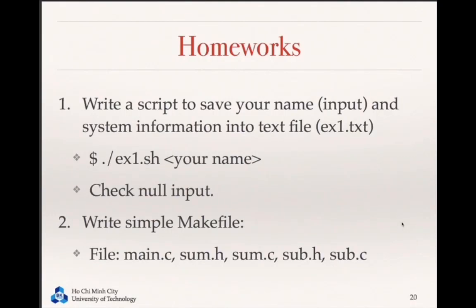Finally, this is your homework. You should write a shell script called exercise1.sh and execute it with your name as an argument. And of course, you have to check for the no-argument case. The second exercise is that you have to write and build a C program that takes two integer arguments and prints out the sum and the subtraction of these numbers.